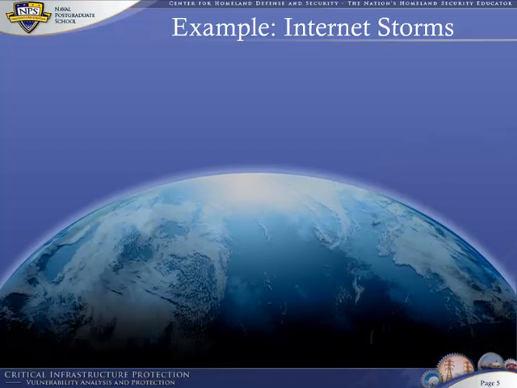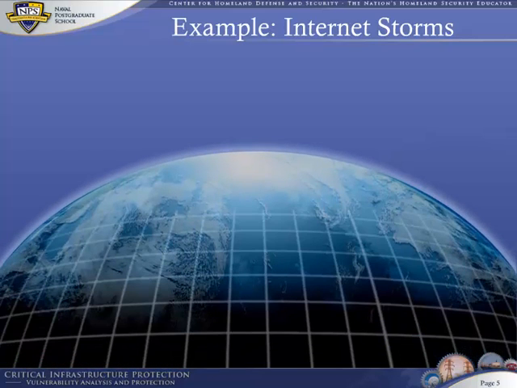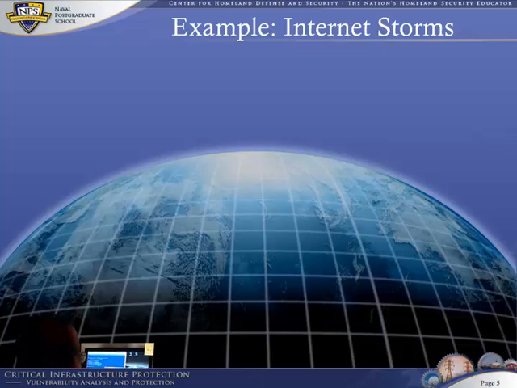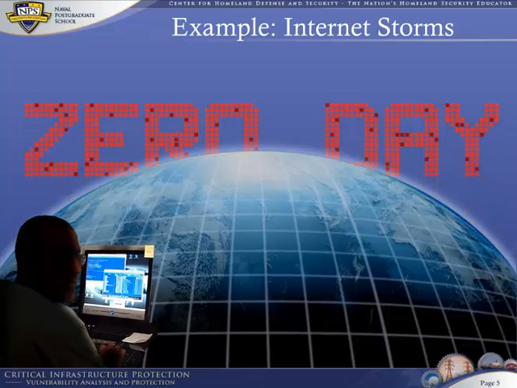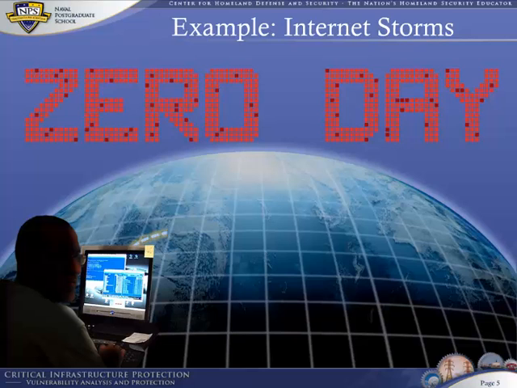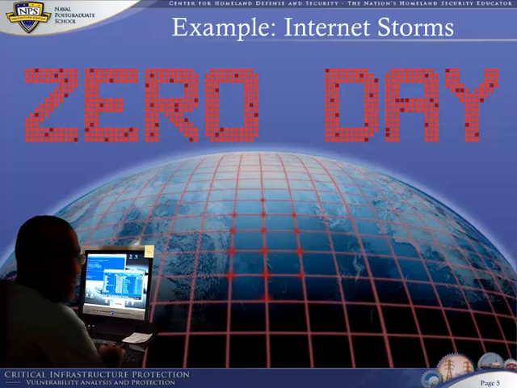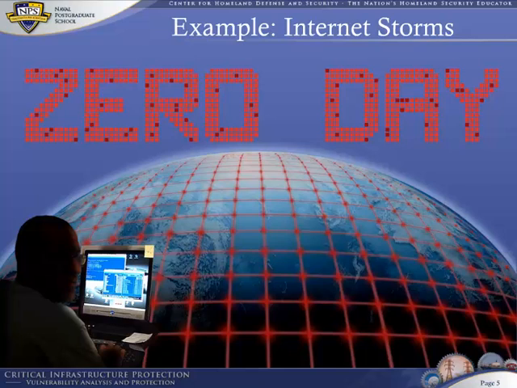So much for theory. Consider the following system that represents a small piece of the global Internet. An Internet storm occurs when a zero-day virus goes on a rampage and spreads throughout the Internet. The virus duplicates itself and jumps from computer to adjacent computer. It can spread like a wildfire or disease.